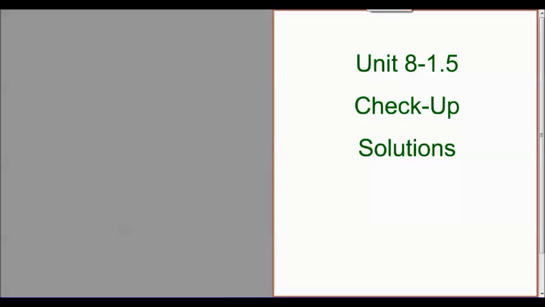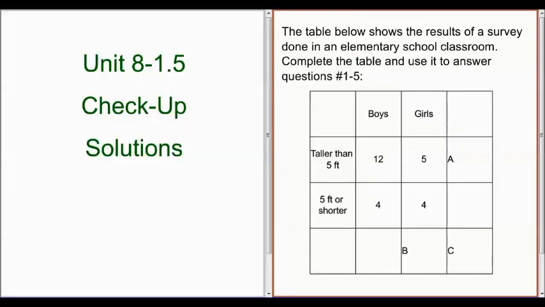It's Mr. Kaczynski here with the solutions to our Unit 8-1.5 checkup, two-way frequency tables and relative frequency tables. Alright, so the table below shows results of a survey done in an elementary school classroom. We're supposed to complete the table and then use it to answer the questions that follow. Okay, so first of all, let's find these totals here.